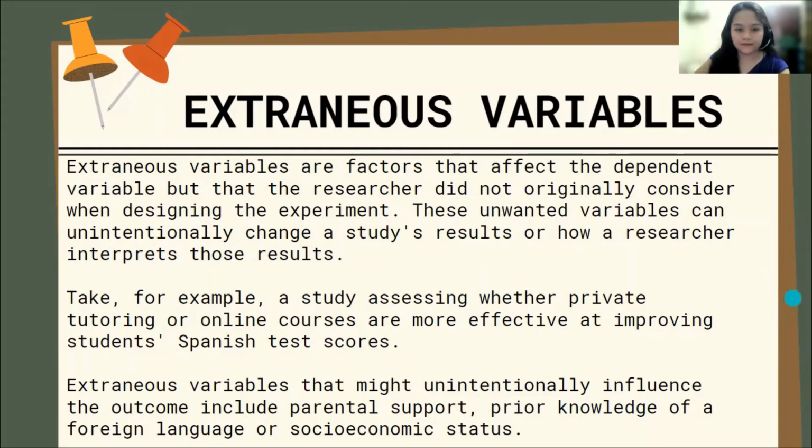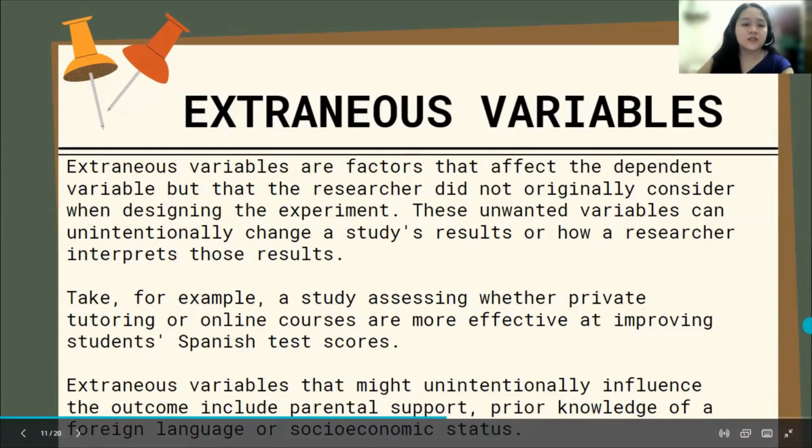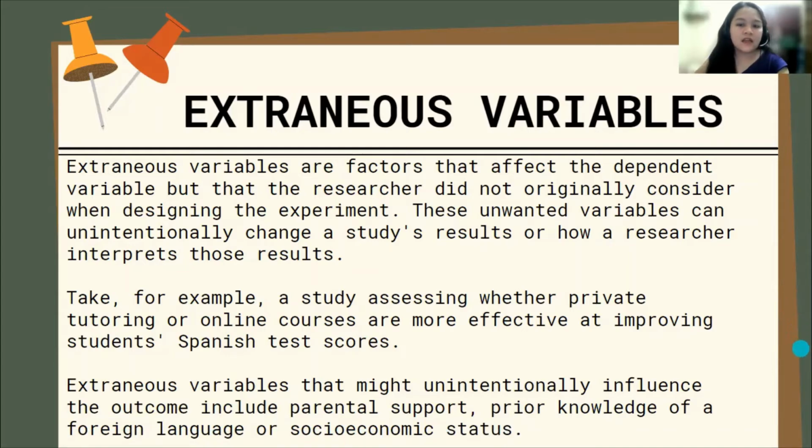For example, a study assessing whether private tutoring or online courses are more effective at improving students' Spanish test scores. Extraneous variables that might unintentionally influence the outcome include parental support, prior knowledge of a foreign language, or socioeconomic status. So, ang mga extraneous variables na sinasabi natin ay yung mga hindi inaasahang lumalabas sa study natin.